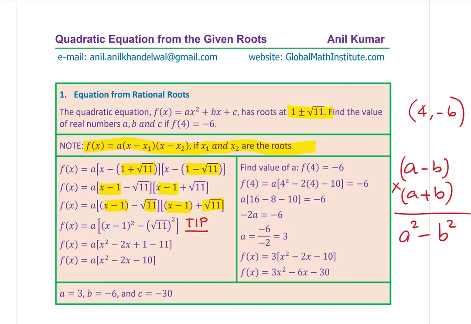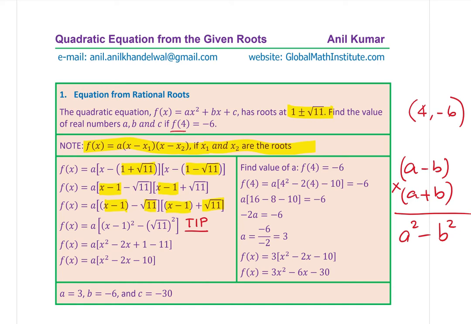Now it is easier. (x minus 1) whole square, perfect square, you can expand as x square minus 2x plus 1, and square root of 11 square is 11. Now you can simplify and write your function. So f of x is a times (x square minus 2x minus 10). To find the value of a, what can you do? Use the given point. We know the point is (4, minus 6).